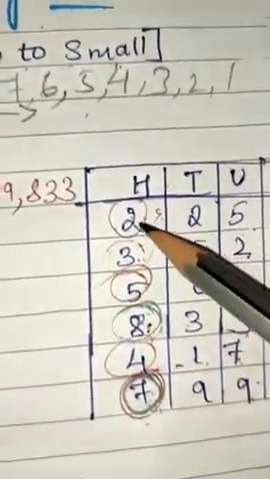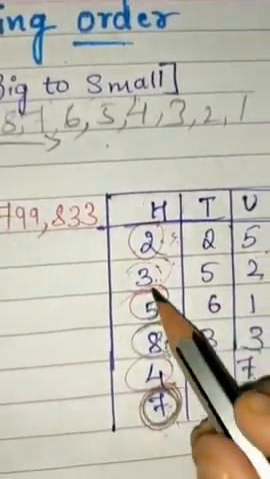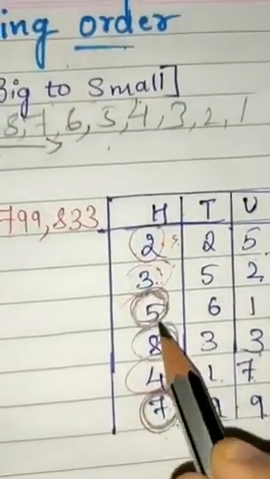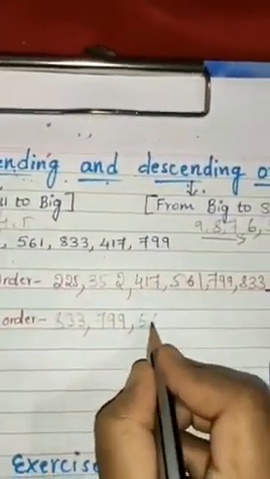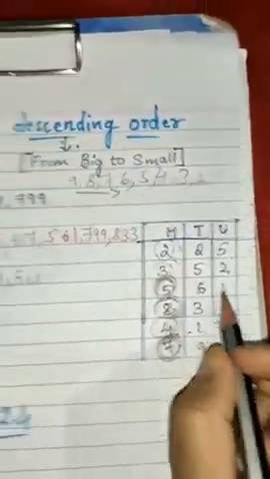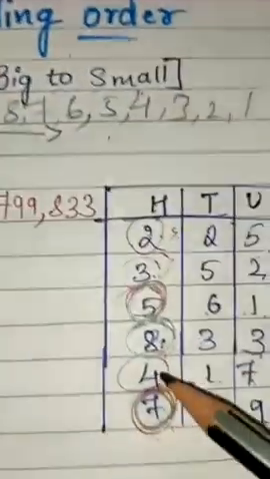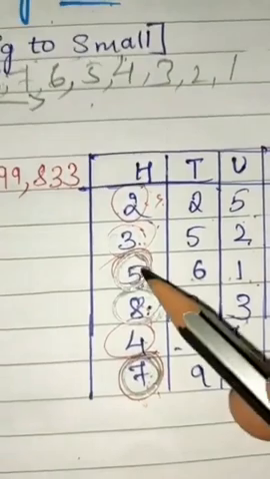which is the biggest digit here? 2, 3, 5, 4. Yes, 5. Right. So 5 is the next biggest digit. So 561. Next one, which is the biggest digit here after 5?